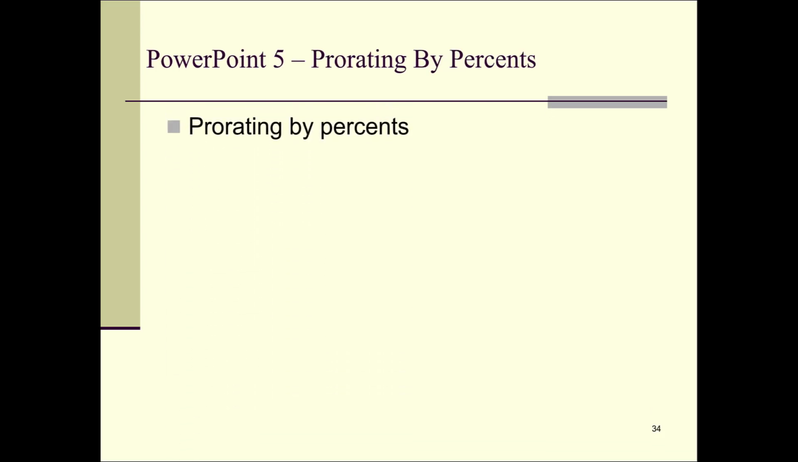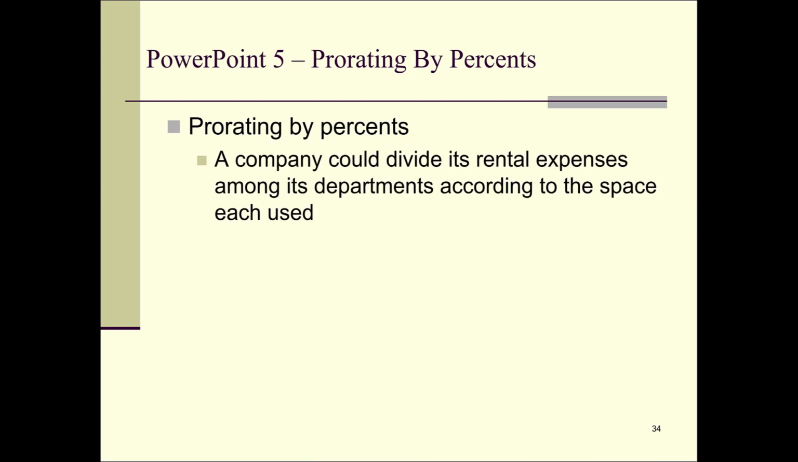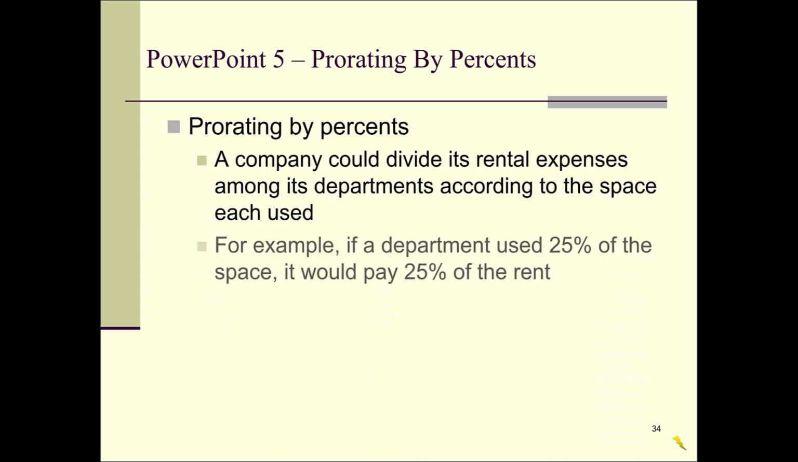So of course we will do examples. Let's talk about rental expense. A company could decide to divide its rental expenses among its departments according to the space each department uses. This works well if the company is organized physically so that a certain department is in a certain area of the building. For example, if a department used 25% of the space, it would get 25% of the rent expense allocated towards its budget.